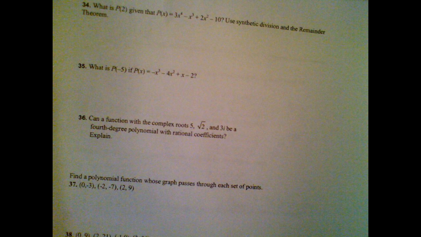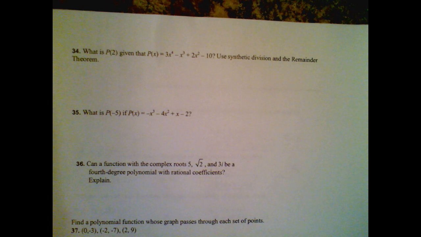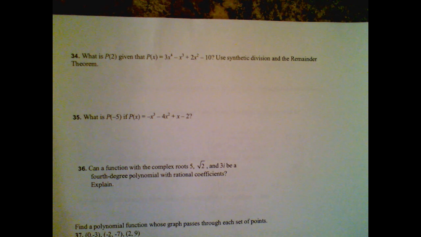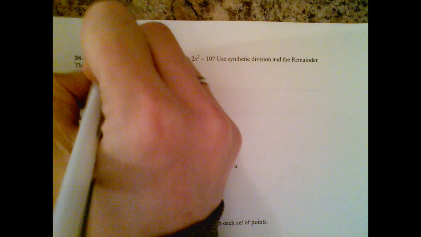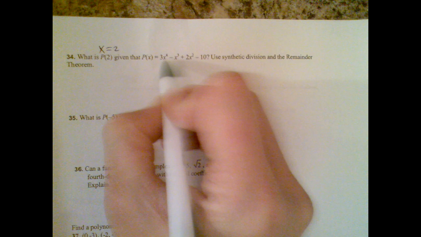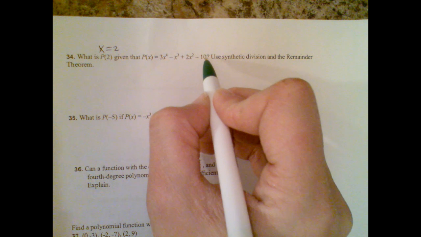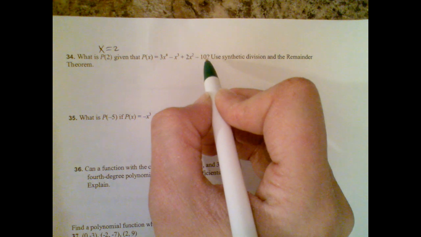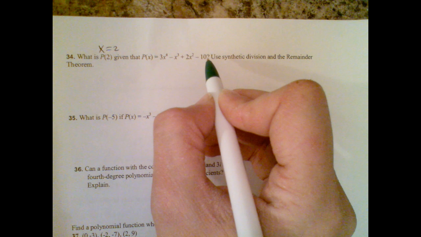Alrighty. Number 34, there's 2 options that you have for this one. It's saying x equals 2. So we could go ahead and just plug in 2 for all of our x's, use our graphing calculator and simplify this down and get a number, or you can use our synthetic division.